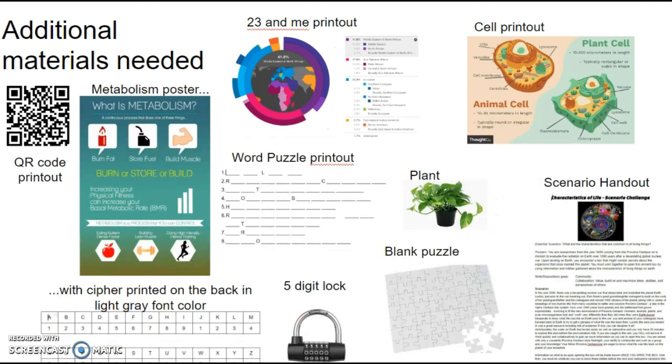Also, you will need additional materials such as the QR code printout, the metabolism poster with the cipher printed on the back in a light gray font so that people can't see it very easily, the 23andMe printout, the word puzzle printout, a blank puzzle, a plant, a cell printout, the scenario handout, and the 5-digit lock that you'll have to get from someplace like Amazon. Also, the blank puzzle can be bought somewhere like Amazon or Michael's. They have 12 to 24 piece blank puzzles that are really easy to use, and you'll be writing on that.